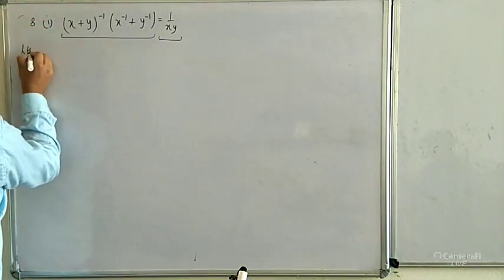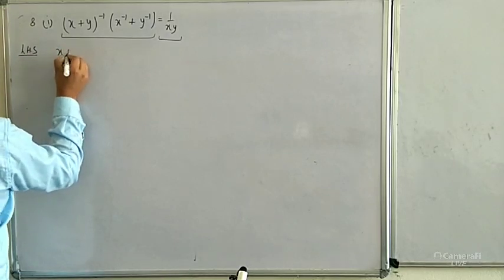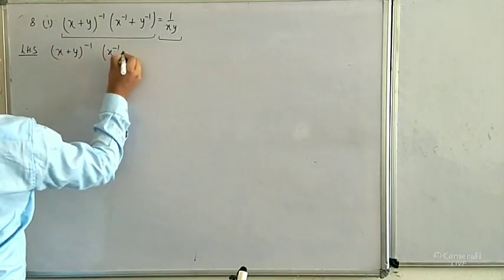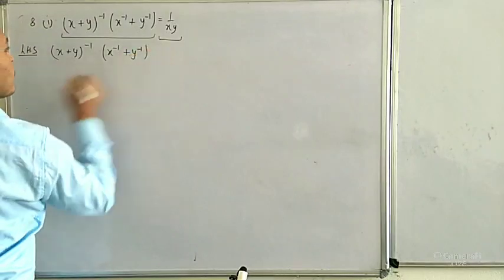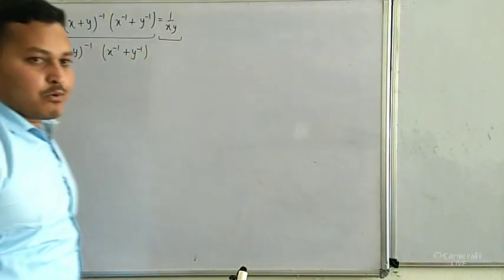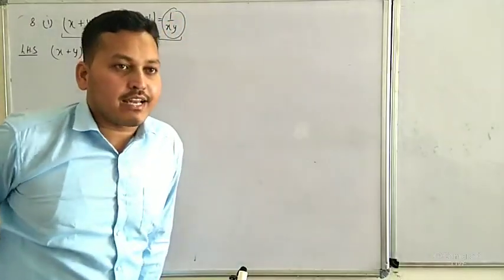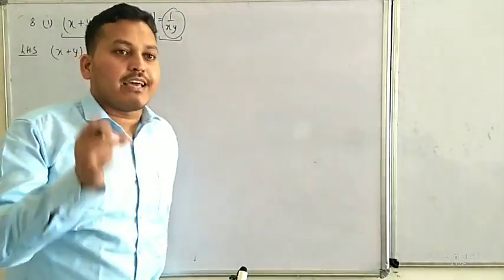So I am taking the left hand side: (x + y)^-1 (x^-1 + y^-1). Taking the left hand side, we have to prove that the right hand side is equal to 1 upon xy.